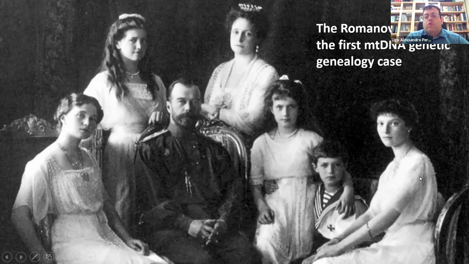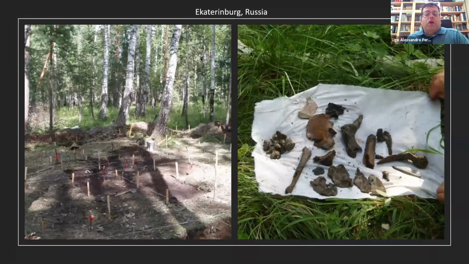The first one is with the Romanov family in 1918. They were murdered in Ekaterinburg, Russia, and the bodies were buried secretly. No one really knew where they were, and then eventually they found some sites where these bones were retrieved. Now they needed to know if those were the bodies of the Romanov family.